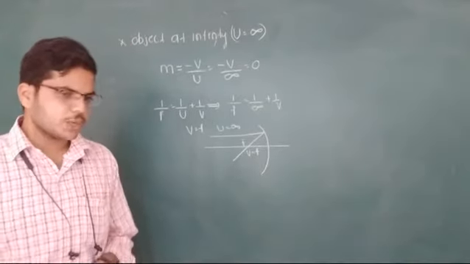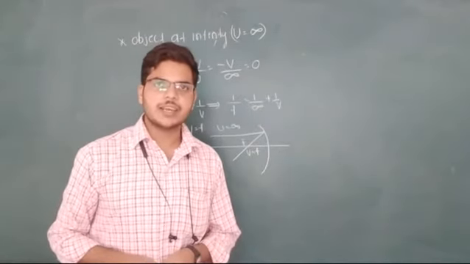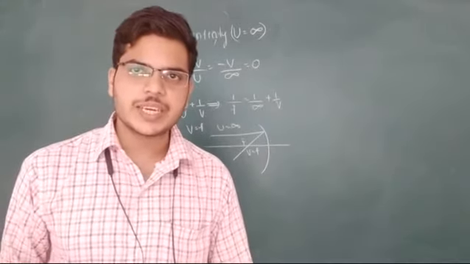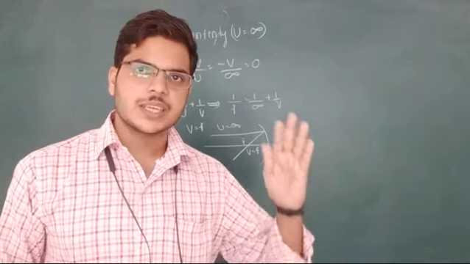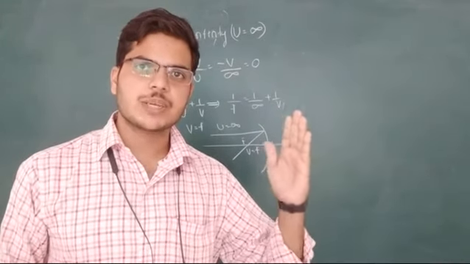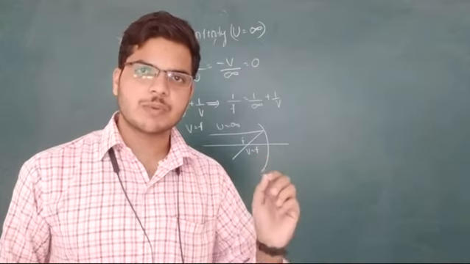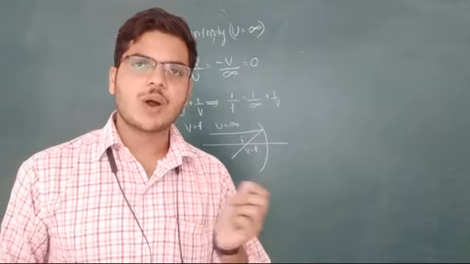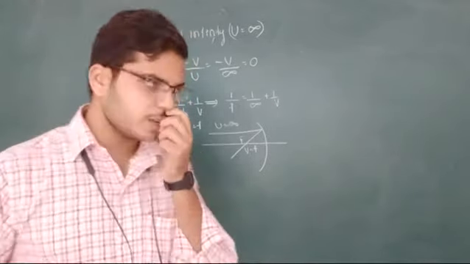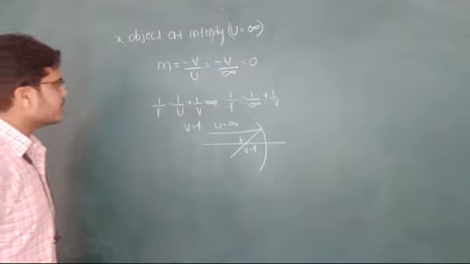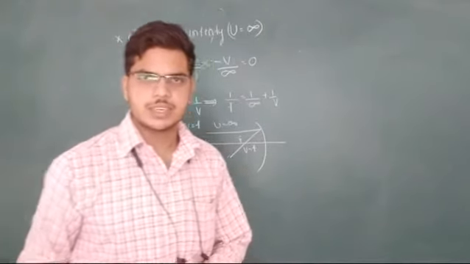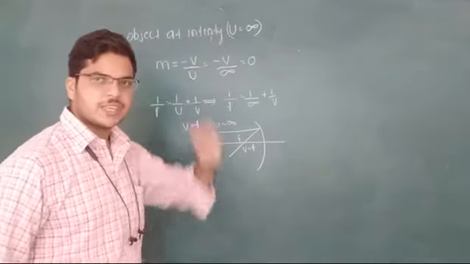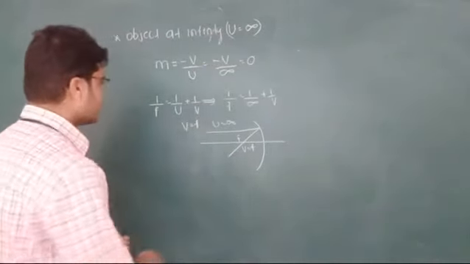Now, by using the mirror equation and the formula of linear magnification, we can find, if I place the object at any part of the principal axis or any distance from the pole, where the image is forming and what type of image is formed. The first example is if the object is placed at infinity. Infinity means very long distance, like this.